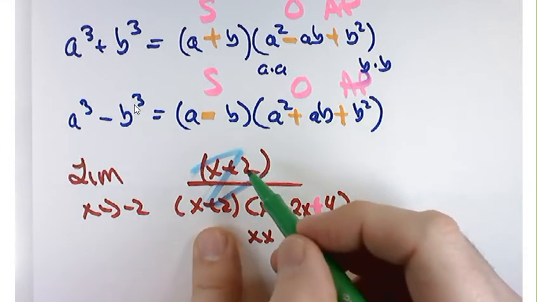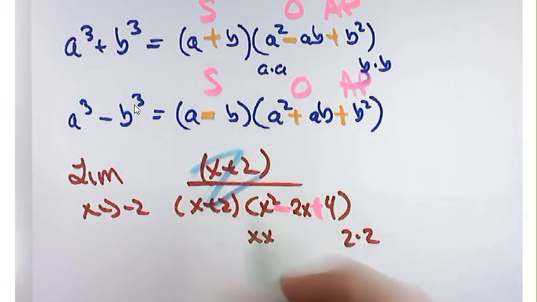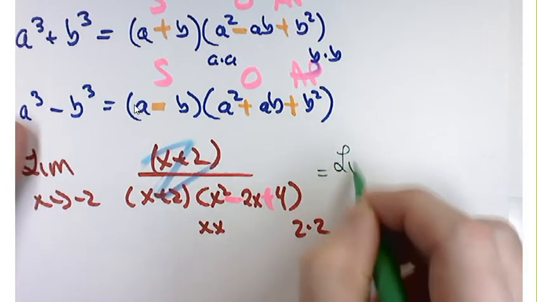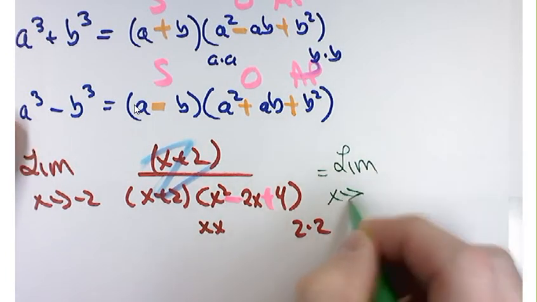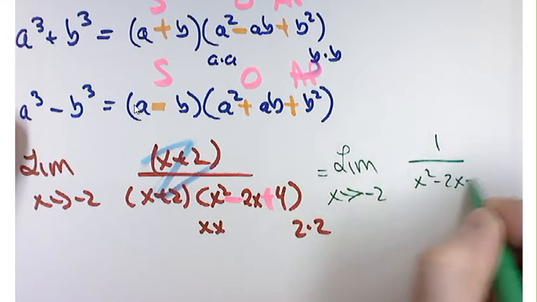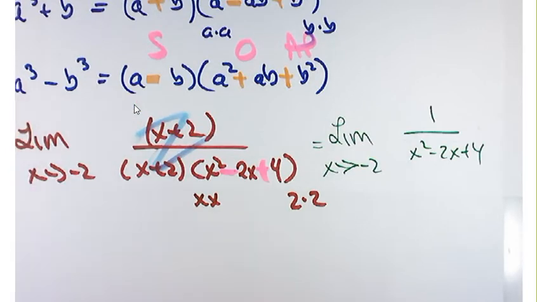That's why when you plugged in the -2, you were getting 0 over 0, because those terms go to 0 when you plug in a -2. Now, however, this becomes the limit as x approaches -2 of 1 over x squared minus 2x plus 4. Now, I'm thinking we're going to have a little bit better time calculating the limit now because we got rid of that problem. If you were to actually graph this, it would technically have a hole in the graph right at that point. That's what you would see.